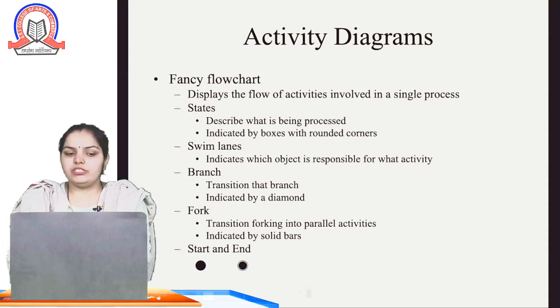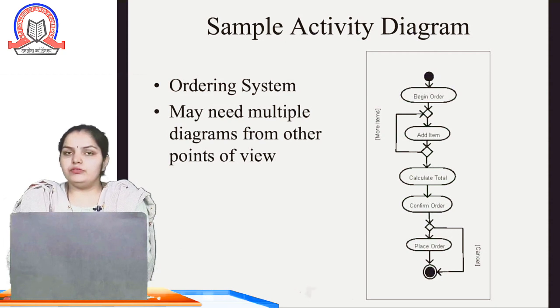So there are different states. States describe what is being processed and are indicated by boxes with round corners, and a swim lane is responsible for the flow of the activity. Branches are of two types: a transition branch, and a diamond, which indicates decision making. A fork is for parallel activities, and you can see the start and end notations. Now let's see an example of the activity diagram.